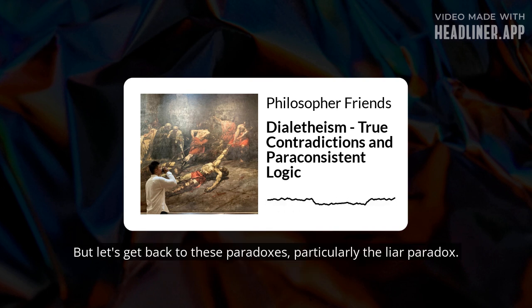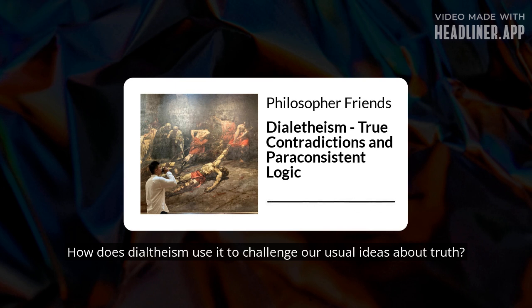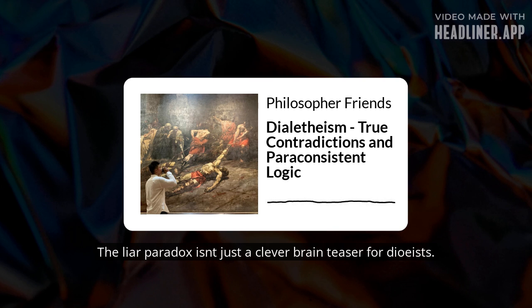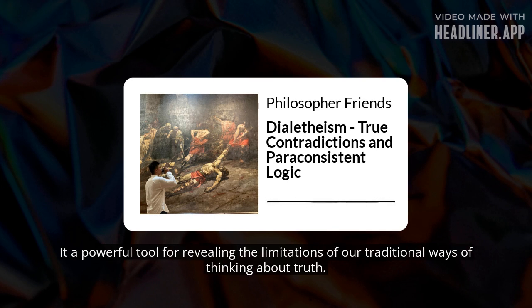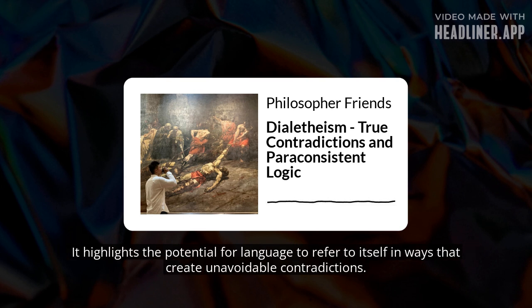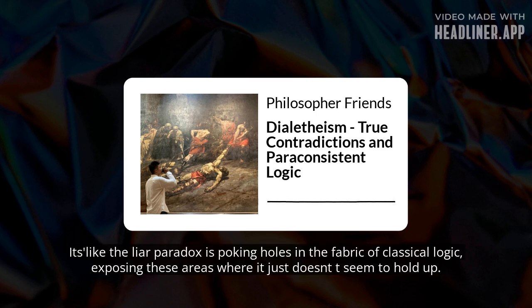Exactly. But let's get back to these paradoxes, particularly the liar paradox. How does dialetheism use it to challenge our usual ideas about truth? The liar paradox isn't just a clever brain teaser for dialetheists. It's a powerful tool for revealing the limitations of our traditional ways of thinking about truth. It highlights the potential for language to refer to itself in ways that create unavoidable contradictions. I see. It's like the liar paradox is poking holes in the fabric of classical logic, exposing these areas where it just doesn't seem to hold up.